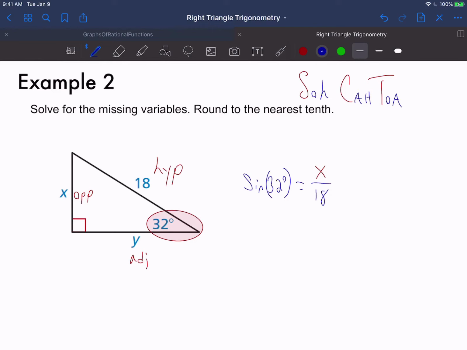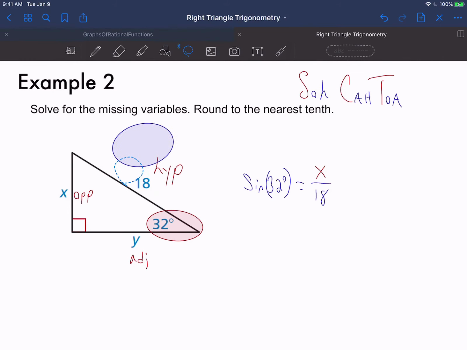Okay. For SOHCAHTOA: opposite, hypotenuse, adjacent. So we have, again, we'll highlight these guys. Sine is associated with opposite and hypotenuse, cosine with adjacent and hypotenuse, and tangent would be opposite and adjacent.